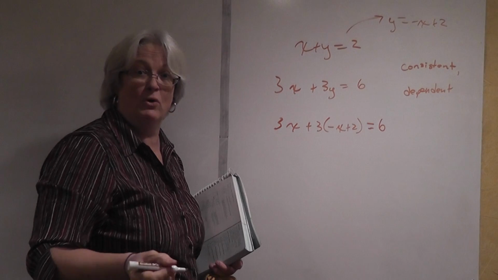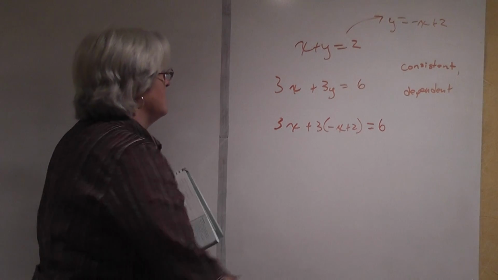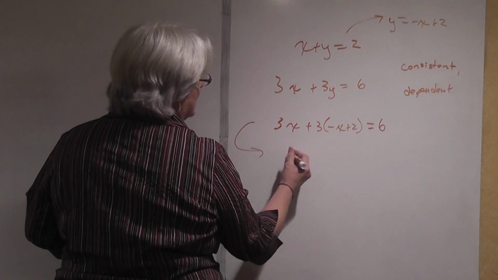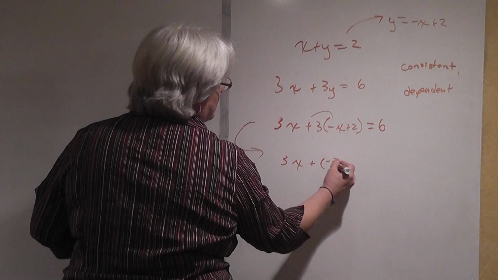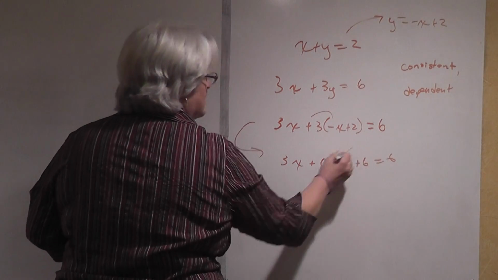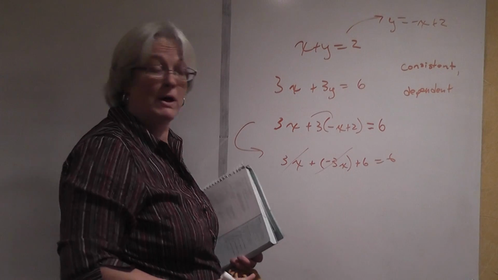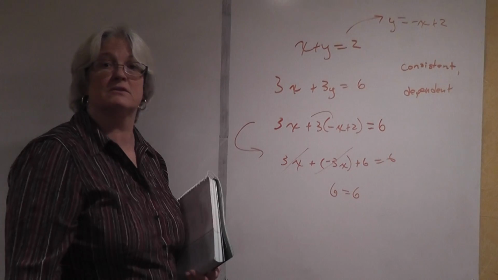How could I have known that I had it incorrect? Well, I've been doing algebra for a long time. Let's see what happens here. We have 3x plus the opposite of 3x plus 6 is equal to 6. The 3x's go away. We have 6 is equal to 6.